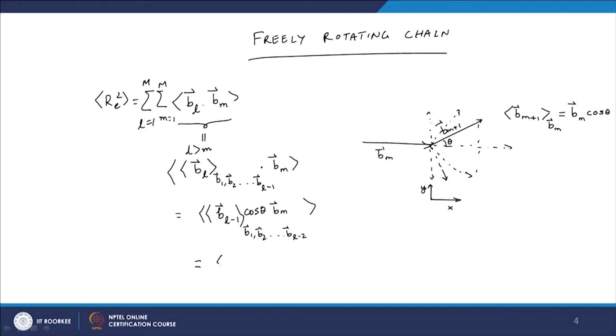Similarly, continuing this, we will have B_{L-2} here, but a cos theta squared there, and B_m. B_1, B_2, all these are being held constant, then B_{L-3}, and we can continue doing it until this becomes equal to B_m, or until L minus Q is equal to m. At that point we stop, because B_m dot B_m is equal to B square. Okay. So, in general what you will have is a relation that goes like this.